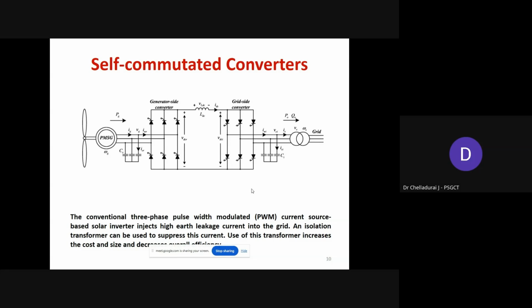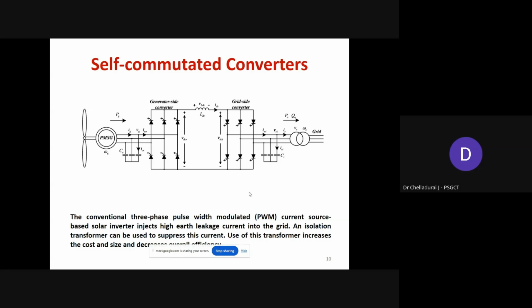switching frequency. Because of this limited switching frequency capability, the amount of harmonics injected into the power system network, or the filter inductor and capacitor size, is normally very high for these self-commutated converters with gate turn off thyristors. And if we use the same converter topology for solar inverters, the main problem in this current source inverter topology is that it will inject very high earth leakage current.